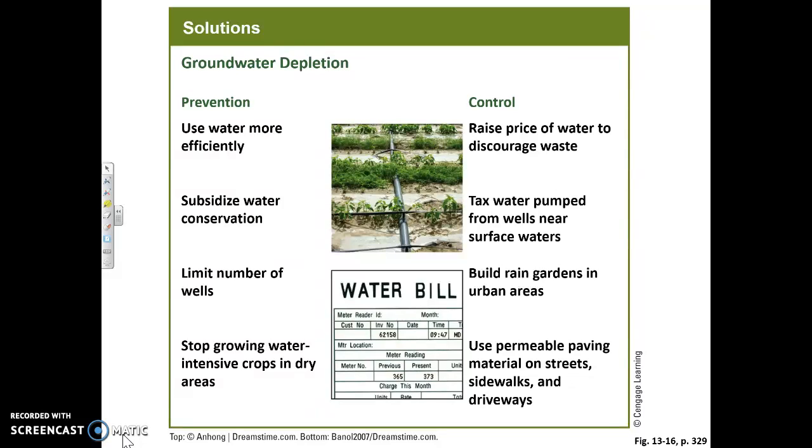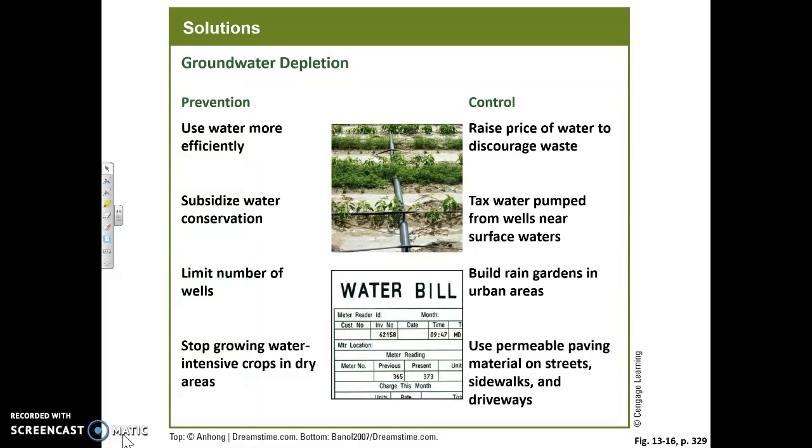The other thing that we can do to control prices is to simply raise the price of water to discourage the waste, meaning the more expensive something is, people tend to take care of those resources a little more carefully. You can also tax the water that's pumped near the surface. That is to say, if you're going to get the easiest water, you're going to pay a premium price for that. If you're going to spend the money investing in deeper drills and deeper wells, then you won't have to pay as much tax there. And by doing so, you're going to be spreading out the areas from which we're withdrawing water.